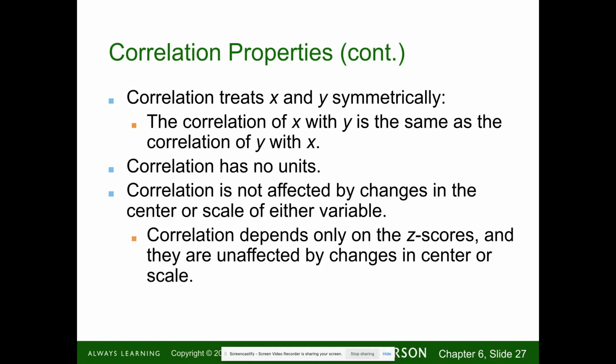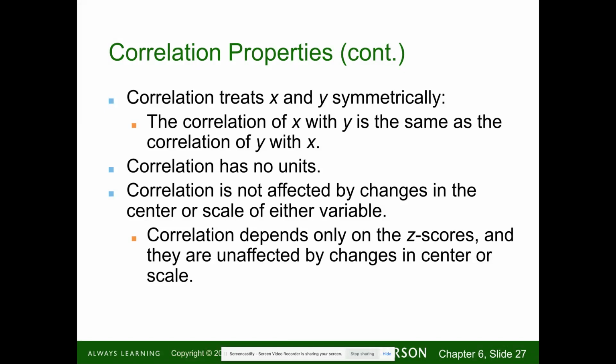Correlation treats x and y symmetrically. Correlation of x and y is the same as the correlation of y with x. That's actually calculated using a form of the Pythagorean theorem that calculates the distance between the dot and the line. Maybe we'll go over that in some of the homework problems.